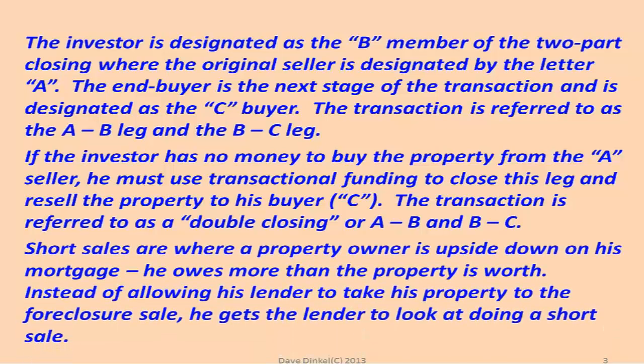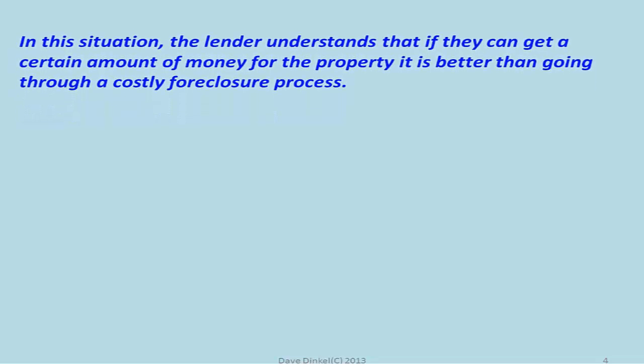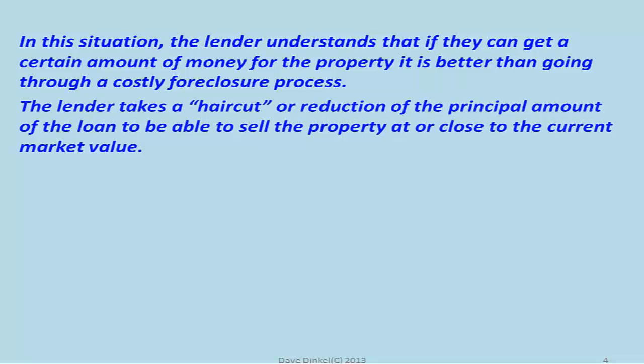Short sales are where a property owner is upside down on his mortgage. He owes more than the property is worth, but instead of allowing his lender to take his property to the foreclosure sale, he gets the lender to look at doing a short sale. In this situation, the lender understands that if they can get a certain amount of money for the property, it's better than going through a costly foreclosure process. The lender takes a haircut, a reduction of the principal amount of the original loan, to be able to sell the property at or close to the current market value.